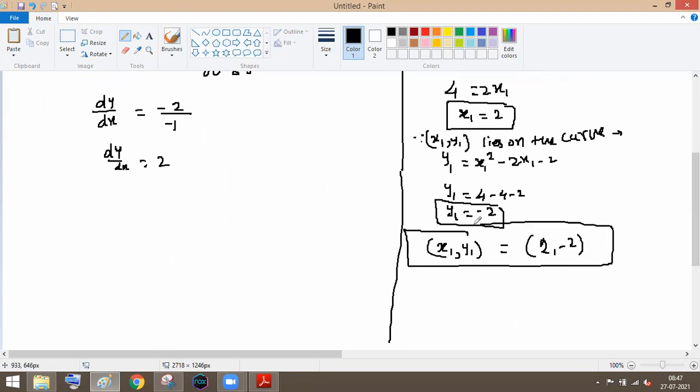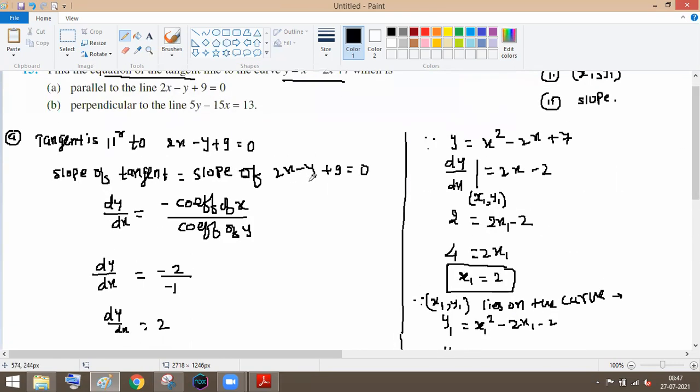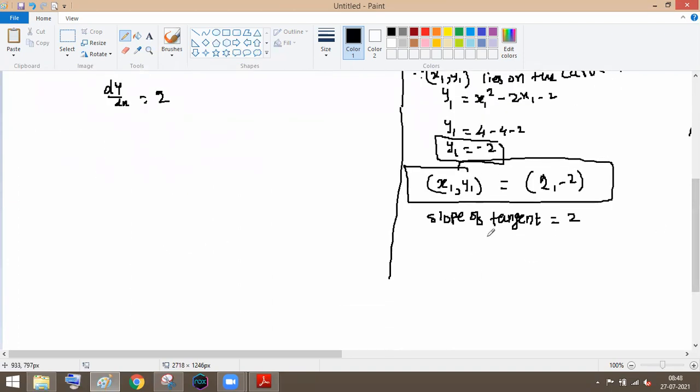Srishti, understood till this point? Yes, sir. Now what is the slope of tangent? It is given there, what is the slope of tangent? It is 2. Yes, slope of tangent, because slope of tangent equals slope of this. So the slope of tangent is 2 here. Can we say that the slope of tangent is 2? Then what is the equation?